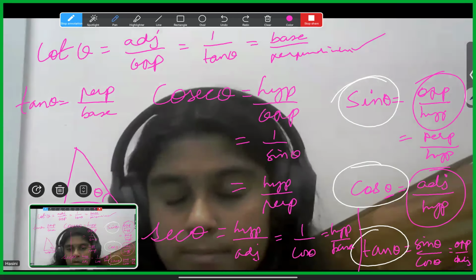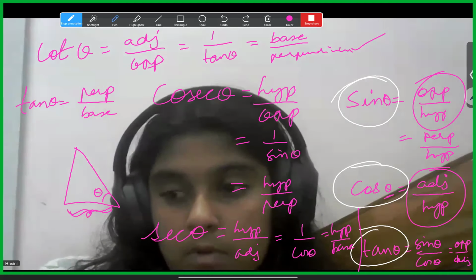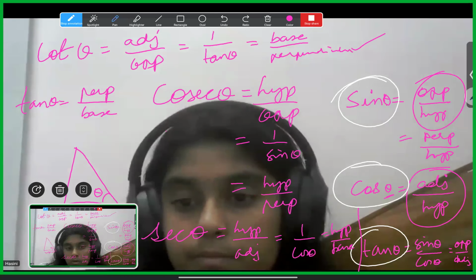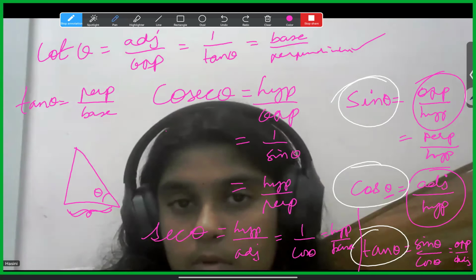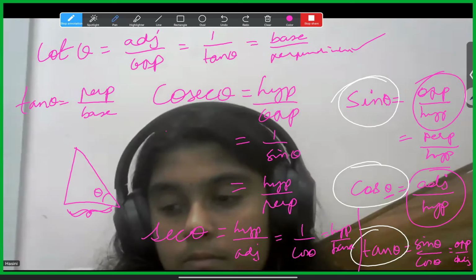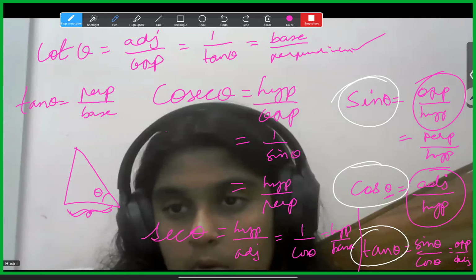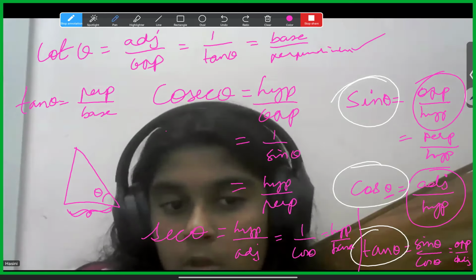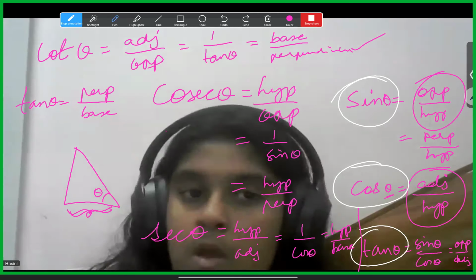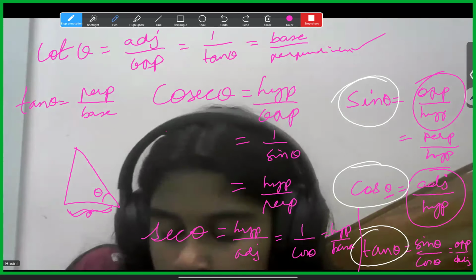In the last exercise sums, especially if cot theta is required, instead of writing cot theta as adjacent by opposite side, we'll write 1 by tan theta. Similarly, sin theta is 1 by cosecant theta, and cosecant theta is 1 by sin theta, instead of writing opposite by hypotenuse or hypotenuse by opposite.